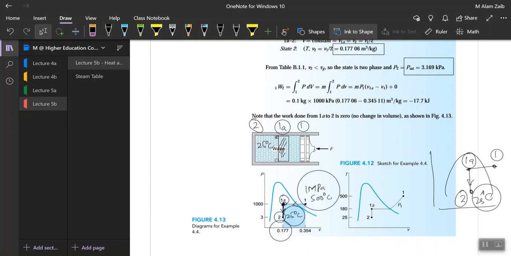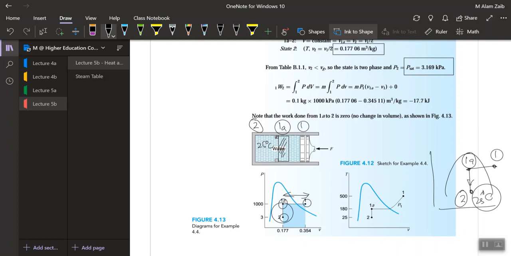Now, find the work done between process 1 to final process 2. If I'm looking at process 1 to 1A, this is a constant pressure process. Going from 1 to 1A it is a constant pressure process, and 1A to 2 is a constant volume process. So the work done will be only possible in this region. It is a constant pressure process, while there will be no work done in a constant volume process. So the only work done would be from state 1 to 1A.